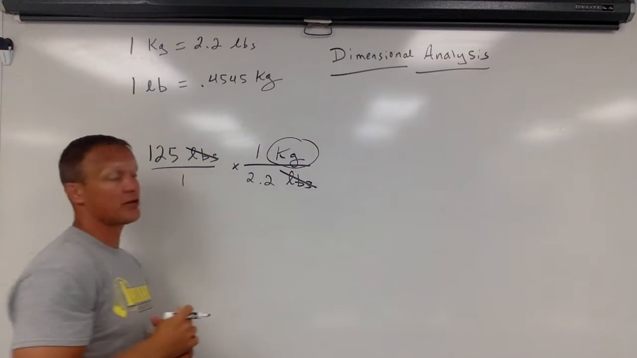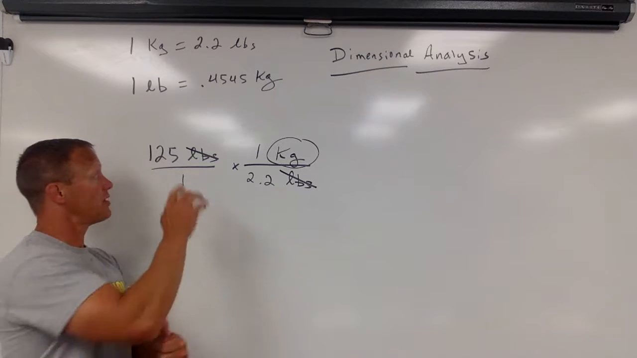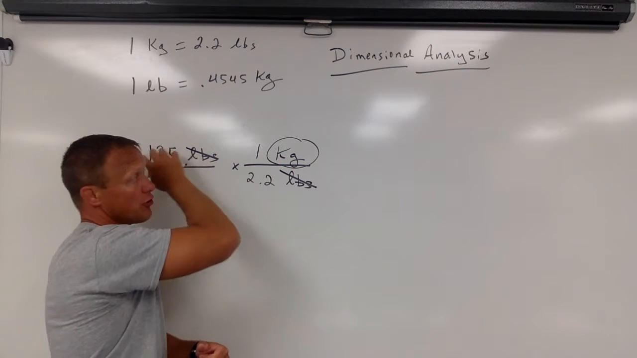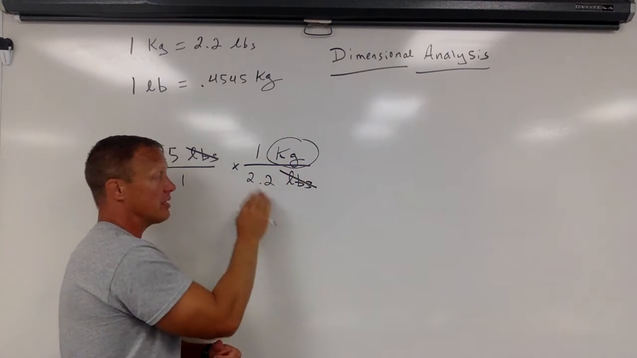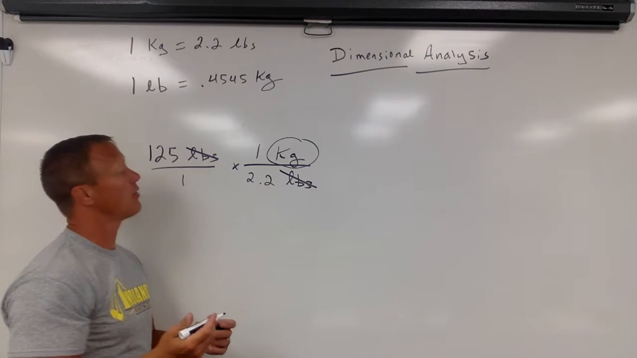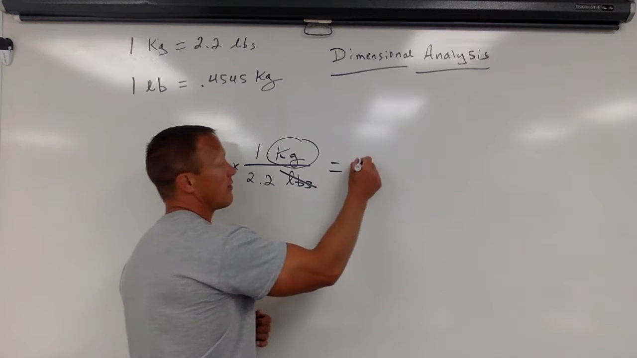That label should not be canceled, and it should be on top. If it's on bottom, we had a mistake. So we would take 125 times 1 divided by 2.2. You're always multiplying on the top, dividing by the numbers on the bottom. So that's about 91 or 92 kilograms. I think it's about 91.4.